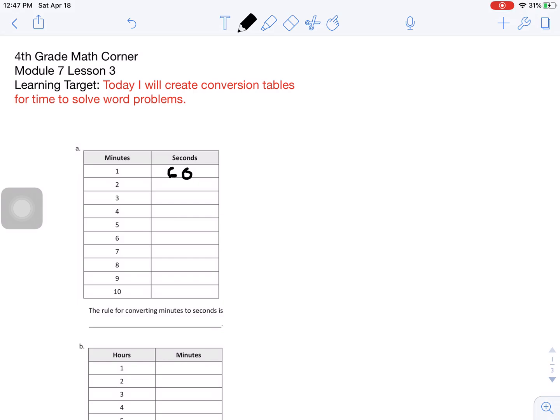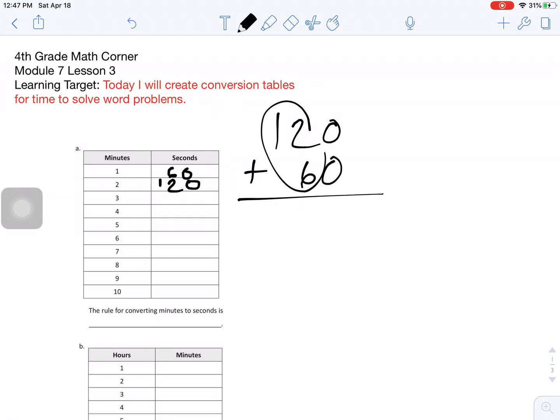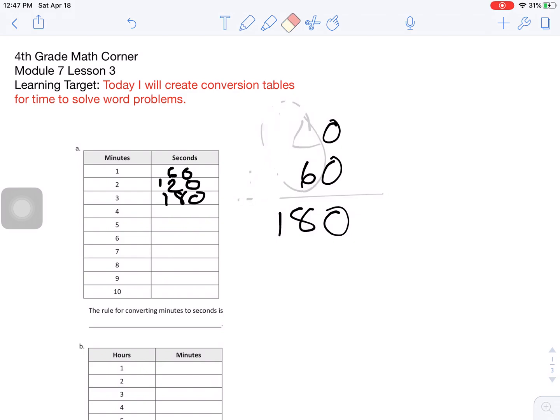I'm going to think about each minute increasing 60 seconds. So 1 minute would be 60, or 6 tens. The next minute would add 60, or I could skip count by 6 tens, so 6, 12, and they're tens, so 120 seconds. And then 120 plus 60 more, I could look at these tens and go 12 plus 6 is 18, and they're tens, so 180 seconds. And then I would increase by 60 each time.